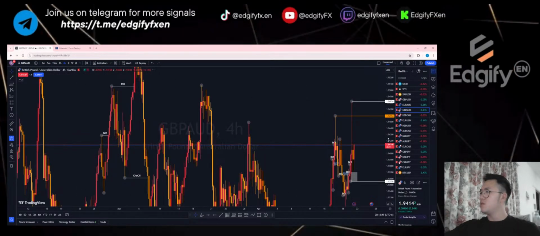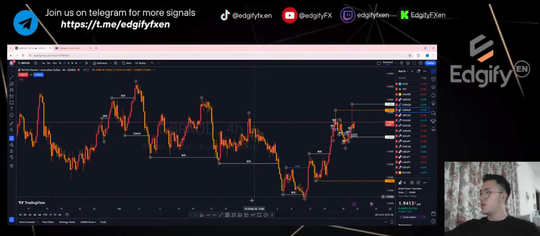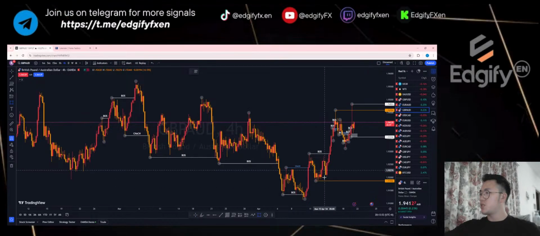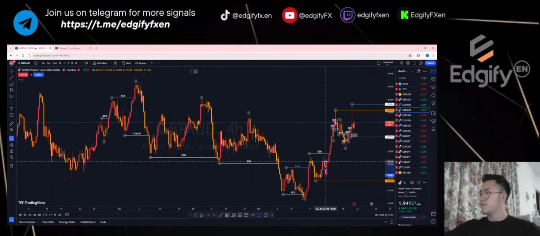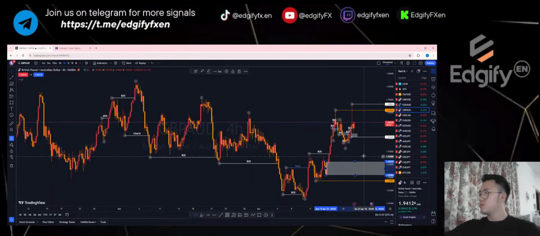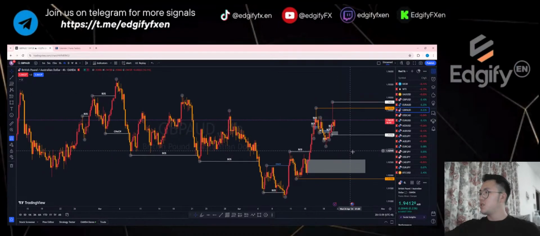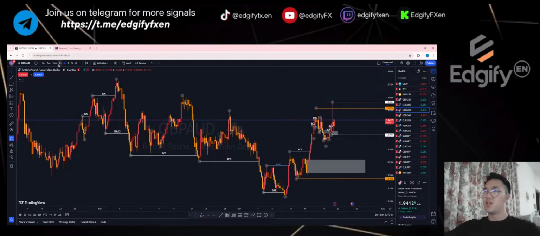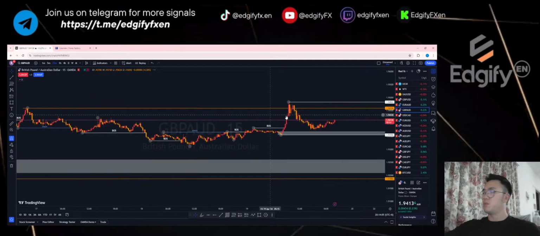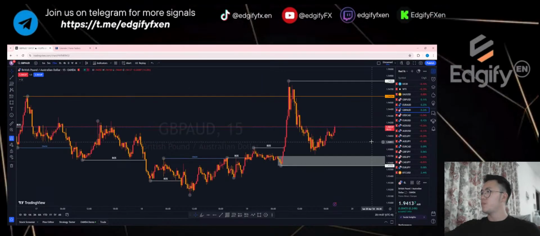and give us a pullback on the hour 4 to come back potentially to this level here, to this zone. So we'll see if something like this would happen. If yes, then we'll be looking into a possible buy for GBP AUD.